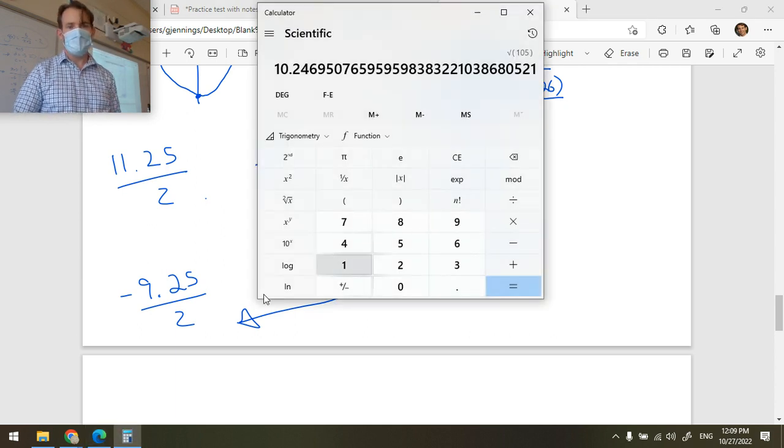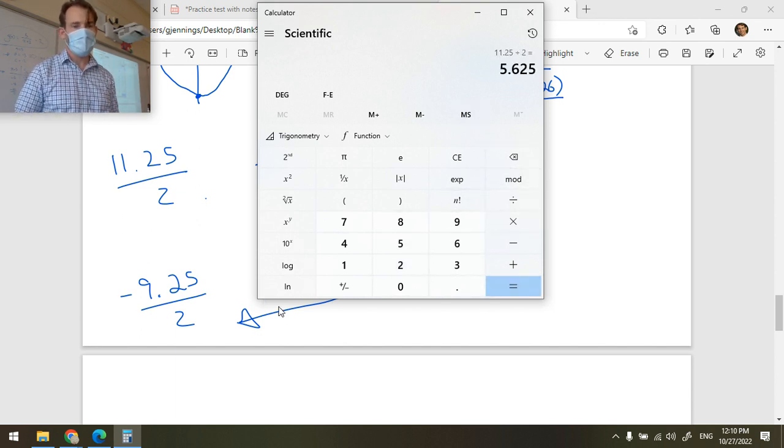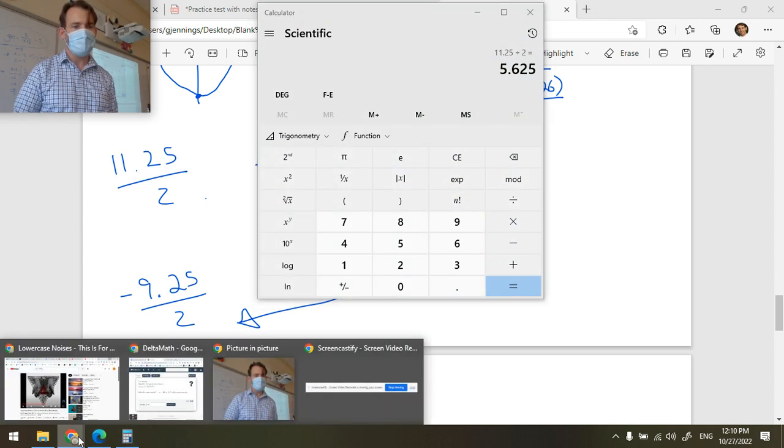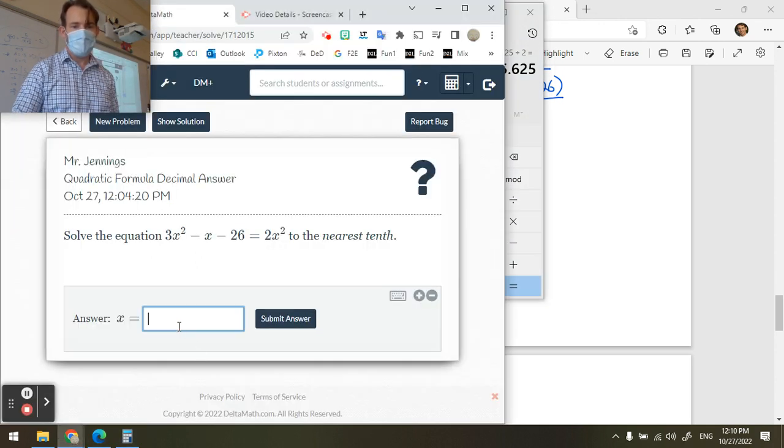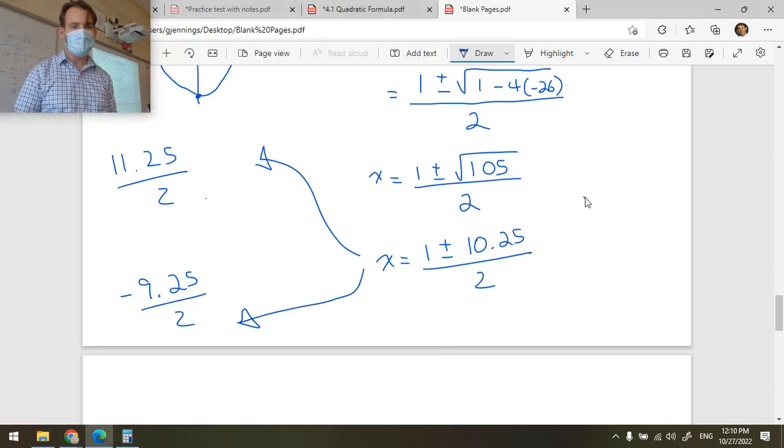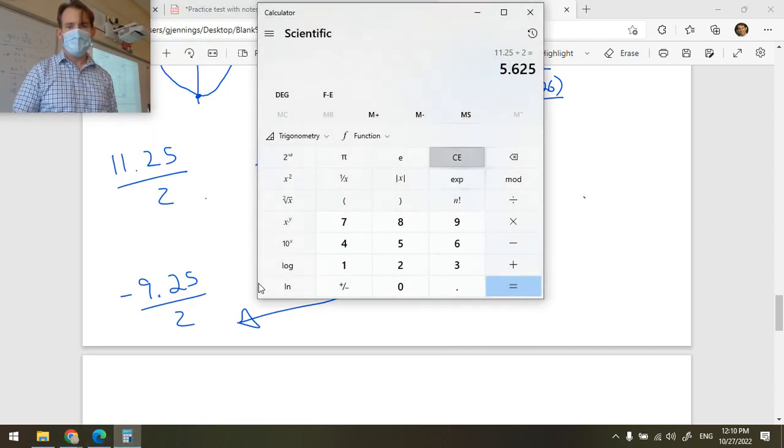Let's evaluate both of those in the calculator. 11.25 divided by 2 equals, one possibility is 5.6. We were asked for one decimal place, so let's give 5.6. 5.6, and then put a comma to give your second answer. My second answer is over here, negative 9.25. Divided by 2 equals negative 4.6.